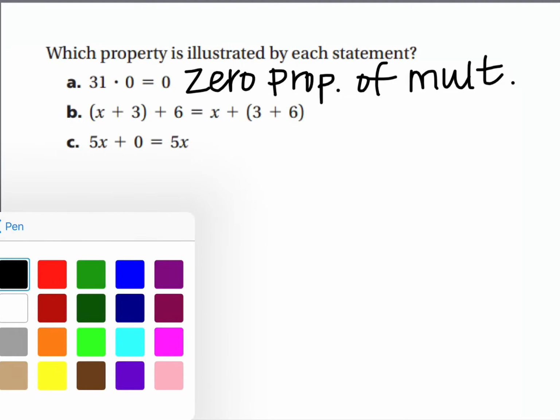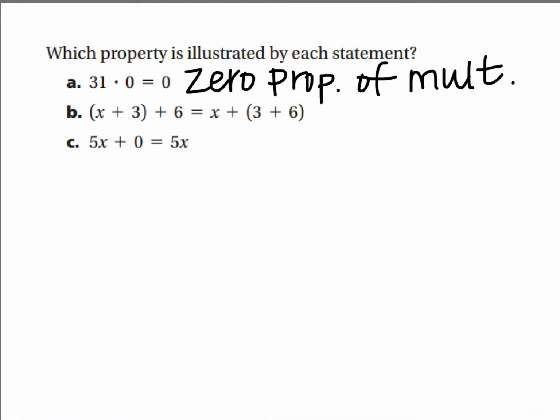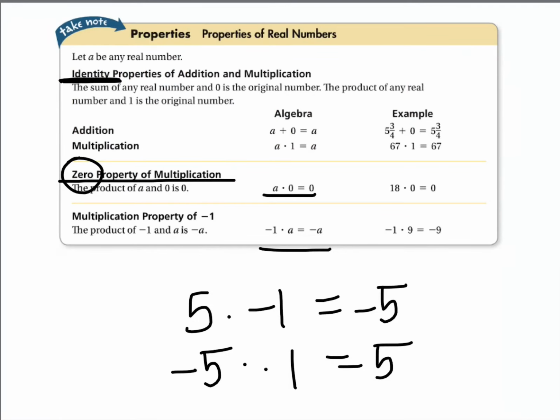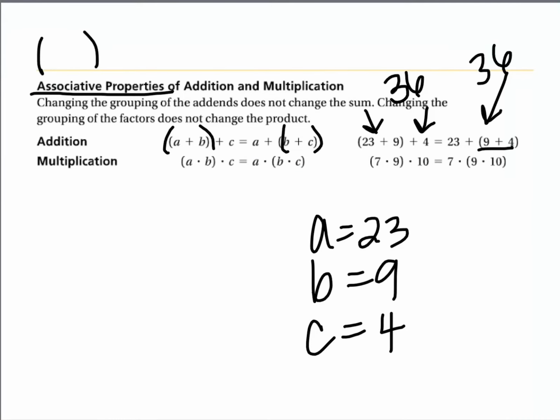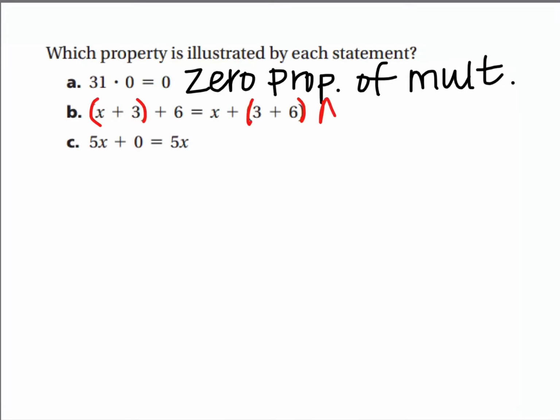Okay, on B, I'll change the color so you can see what I'm doing. On B, we have x plus 3 in parentheses plus 6. And on the other side of the equal sign, we still have x plus 3 plus 6, but this time we have a different set of numbers grouped. We have 3 and 6 in parentheses instead of x and 3. But it doesn't change our answer because it's all addition anyway. So if we scroll back, I don't see it there. It looks like this one, associative property, and this one was addition. So we're going to call it the associative property of addition.